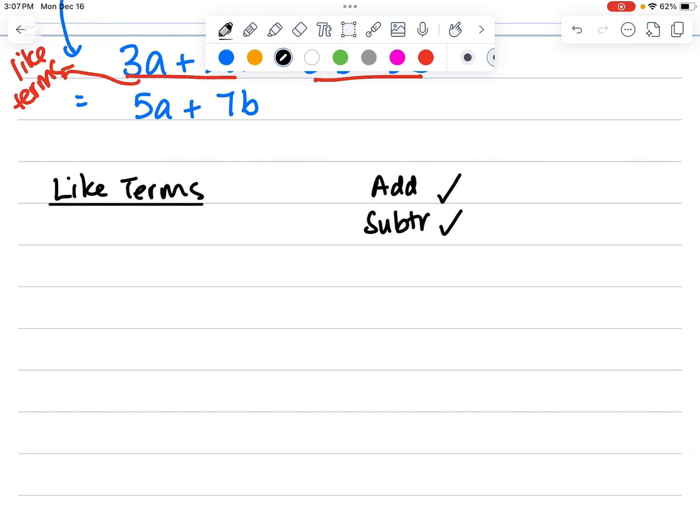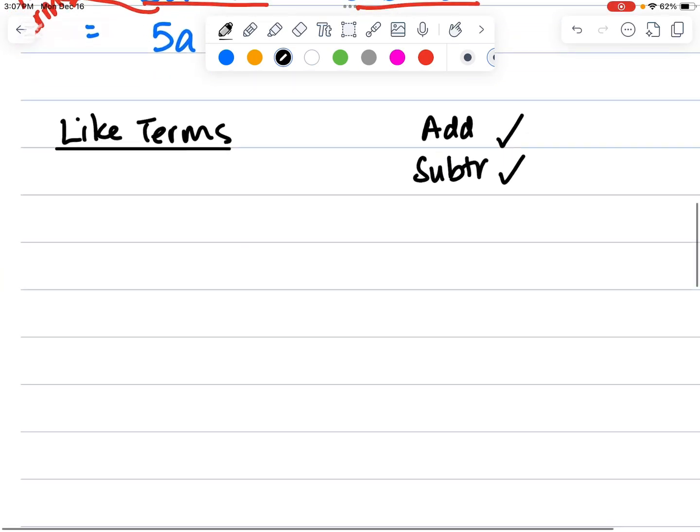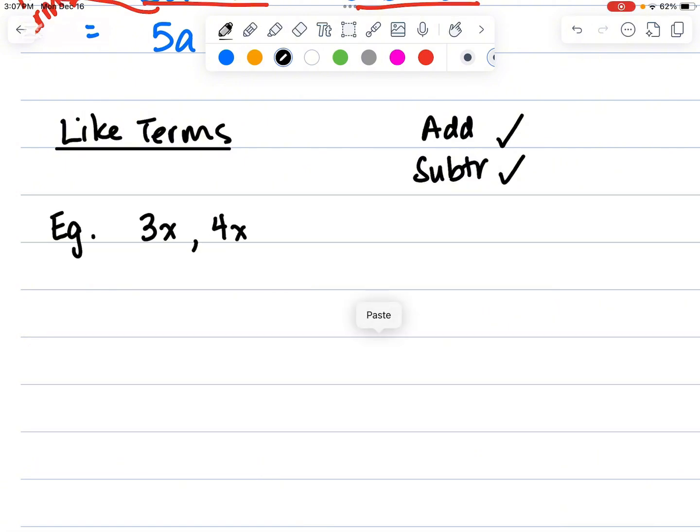We just can't add and subtract them if they're unlike terms. So like terms, for example, would be things like 3x and 4x, or even negative 6x, or just an x. Another set of like terms could be something like 2x squared, and something that's a like term there would have to have the same variable, so the same letter, as well as the same exponent.